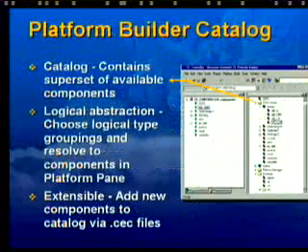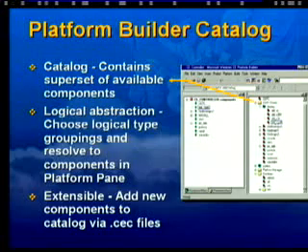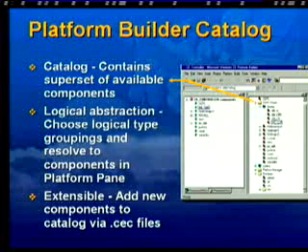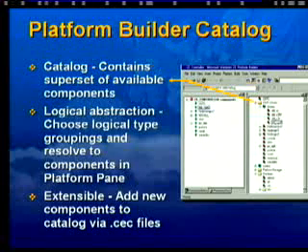So this is just a look at the catalog view. Again, it contains a superset of available components. When you go through the new platform wizard, you're going to select a board support package and one of the 8 standard CoreOS configs. From there, if you want to add additional components, those components can be grabbed from the catalog. They can be created outside of the catalog as well. The catalog really is a logical abstraction of components.